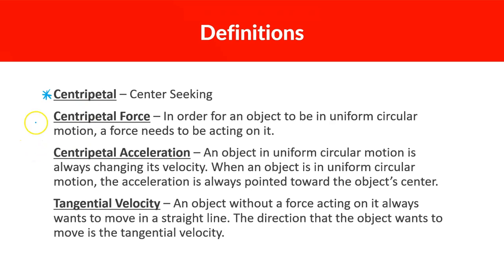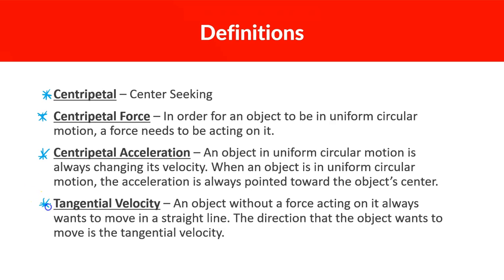So centripetal force: in order for an object to be in uniform circular motion, a force needs to be acting on it. A force needs to be helping you to go in a circle, keeping you in the circle and not flying out of the circle. Centripetal acceleration: an object in uniform circular motion is always changing its velocity. When an object is in uniform circular motion, the acceleration is always pointed towards the object's center. Again, not away, towards the center.